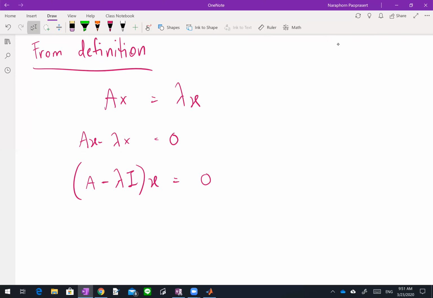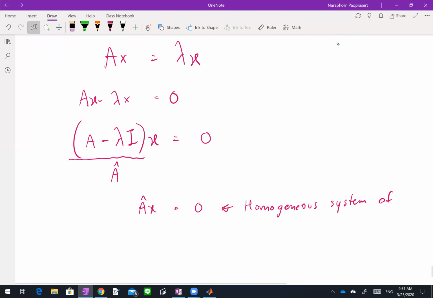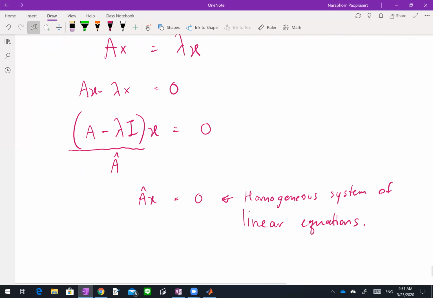Okay, so the matrix in the parentheses is actually just another matrix, right? So if you call this A hat, you have A hat x equals 0, and this is actually a homogeneous system of linear equations that we just talked about at the very beginning of the lecture.